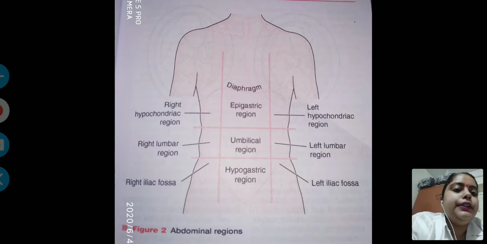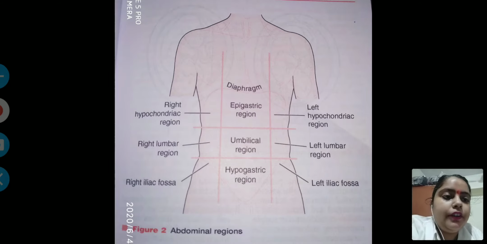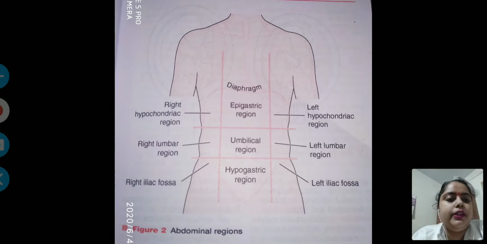You can see these are divided into 6 quadrants. The first one is the right hypochondriac region, then the epigastric region, then the left hypochondriac region, right lumbar region, umbilical region, left lumbar region, right iliac fossa, hypogastric, left iliac fossa. So these are the abdominal regions. We must know the divisions of the abdominal region.